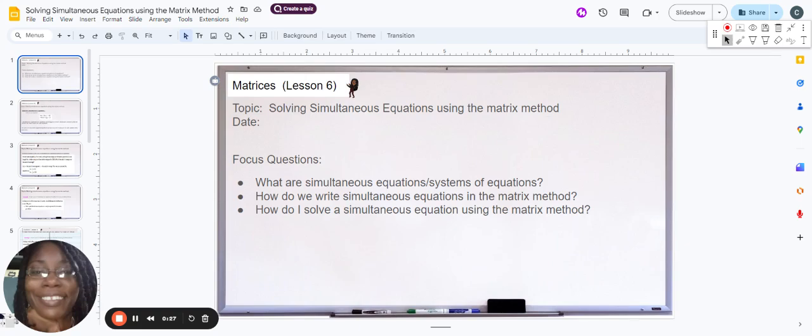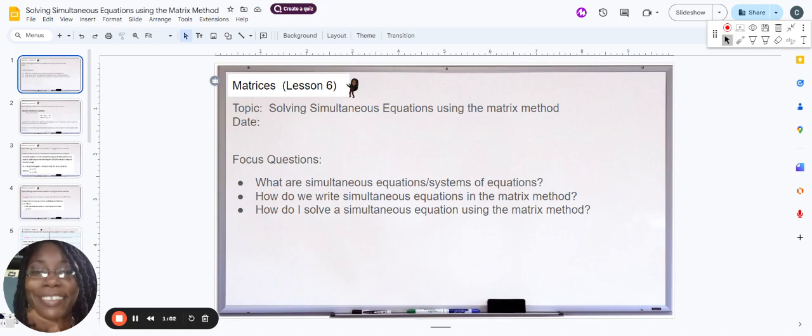Now, at the end of this lesson, you're expected to answer all three focus questions. What are simultaneous equations? Depending on the culture, instead of simultaneous equations, you might hear systems of equations. The second focus question is, how do we write simultaneous equations in the matrix format or method? And how do we solve simultaneous equations at the end, using the matrix method?